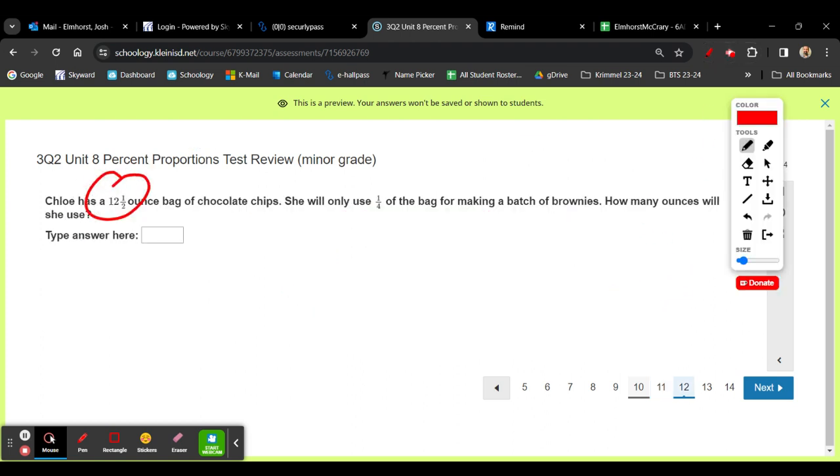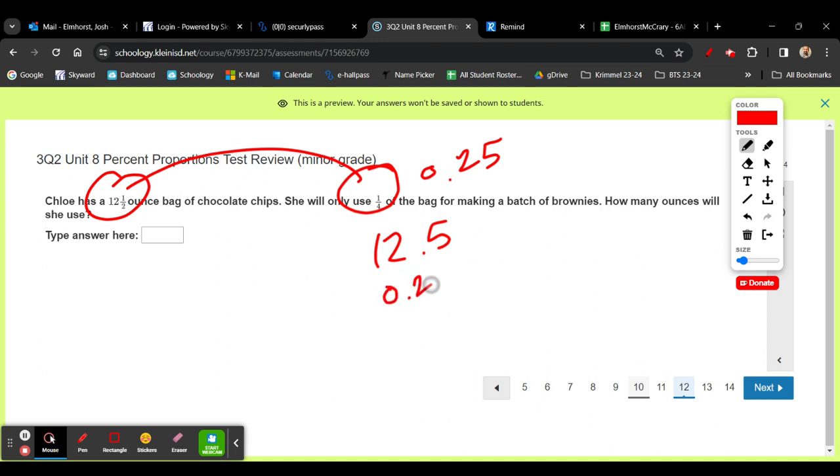Number 12, this is more of a throwback question. She's only going to use 1/4 of a 12.5-ounce bag of chocolate chips. So 12.5 is 12.5, and 1/4 is 25 hundredths, 1/4 of. We're just going to multiply 1/4 times 12.5 to see what the total would be.